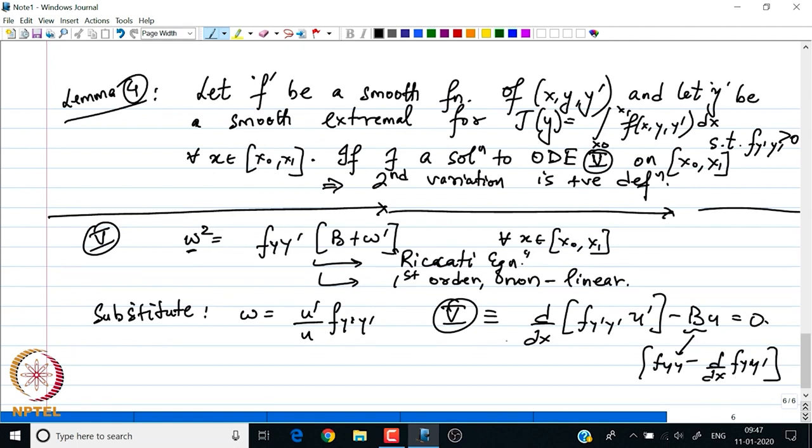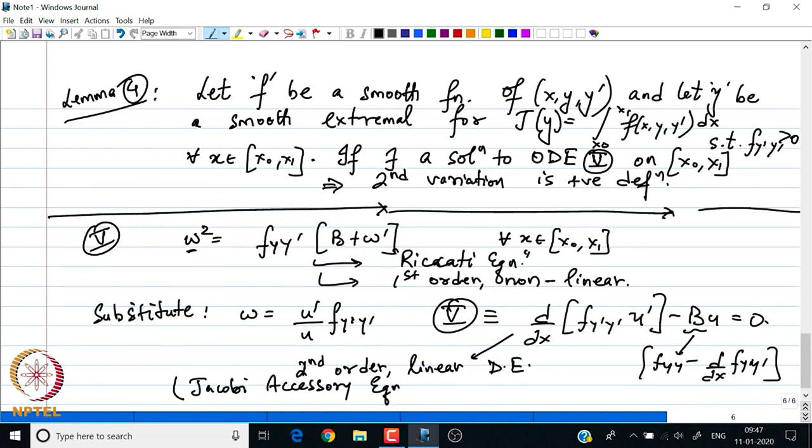Note that this is a second order linear differential equation, also known as the Jacobi accessory equation. This is certainly a step forward in solving the ODE because this is slightly easier to solve. Let us see what equation number we have gone to so far: we have until 6, so let me call this ODE expression 7. In short I will denote it as JAE, so from now on JAE will denote equation 7, the Jacobi accessory equation.